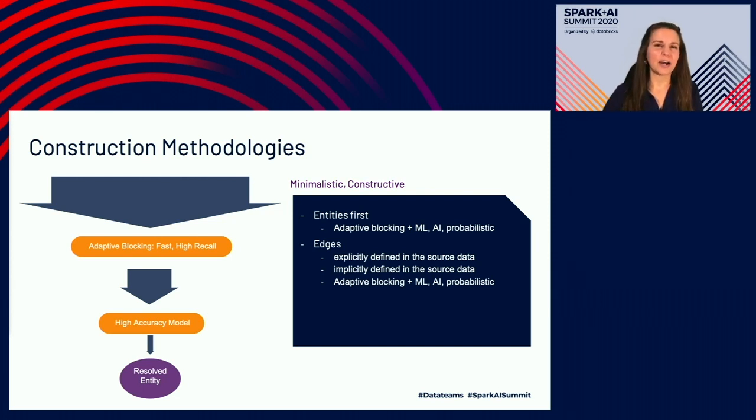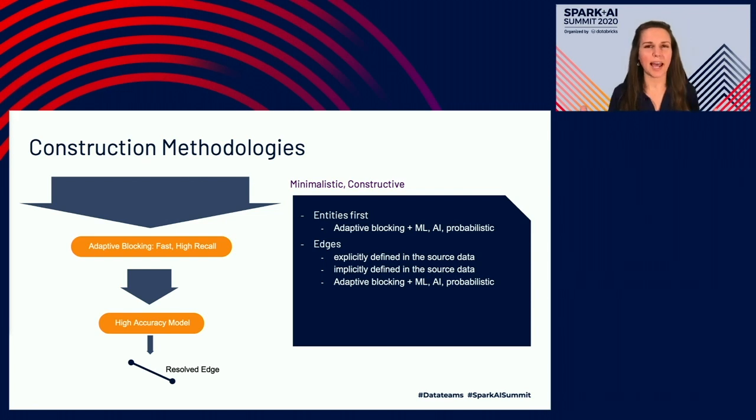So after we've created our entities, we've resolved our entities, now you have unique IDs that you can attach your edges to. And to create these edges, you grab everything that you can that is available from the source data, of course, but you will end up doing the same adaptive blocking and then high accuracy model as a second step process in order to capture your edges in the same way that you did to create resolved entities, right?